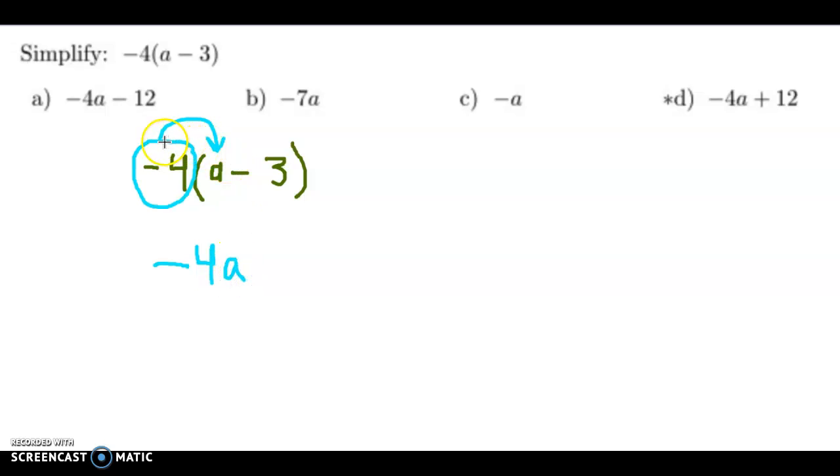And then once again I do my integer rules. A negative times a negative is a positive, and 4 times 3 is 12. So remember, when we distribute, all we're doing is multiplying the outside term by each term inside the parentheses. Make sure you follow your integer rules. Use your calculator if you have to.